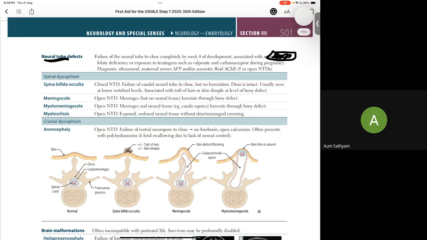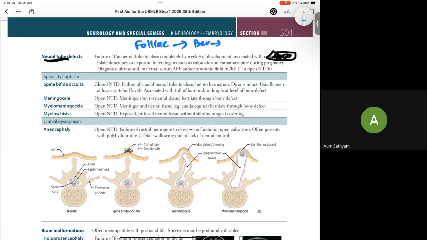And what leads to the closure of these tubes? Really, really important. Folic acid supplements, right? So before conception, basically a mother is prescribed with folic acid supplements, because folic acid is basically going to help closure of your neural tube or neuropores.